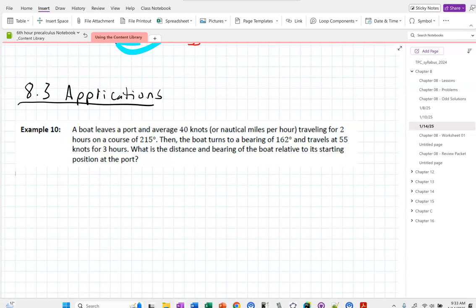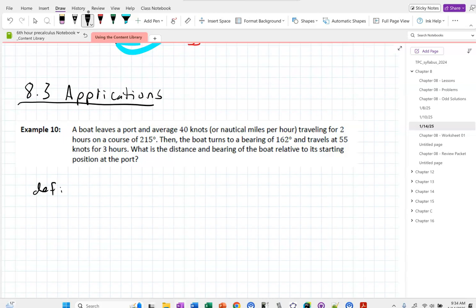So a very common example of a vector application is one of these navigation problems. It says a boat leaves a port and averages 40 knots, that's nautical miles per hour, traveling for 2 hours on a course of 215 degrees. Then the boat turns to a bearing of 162 degrees and travels at 55 knots for 3 hours. What is the distance and bearing of the boat relative to its starting position at the port?